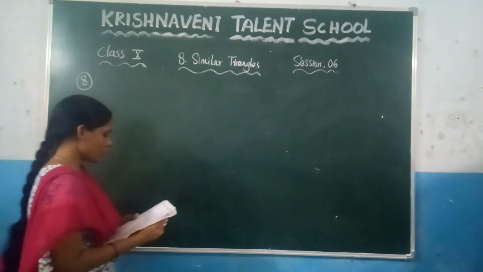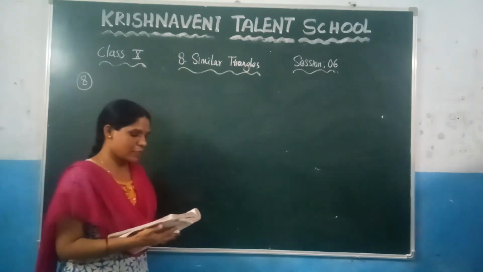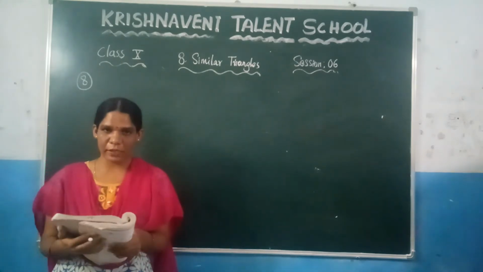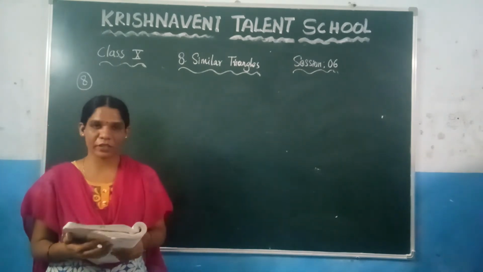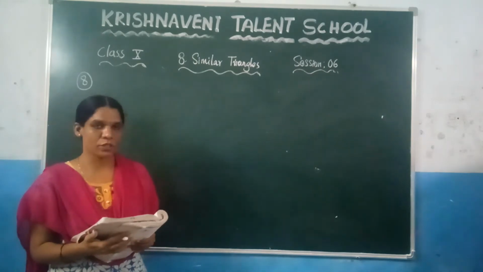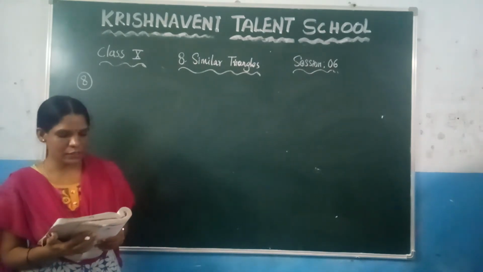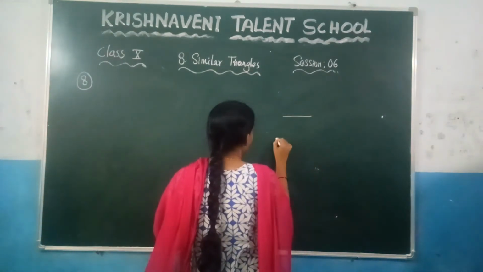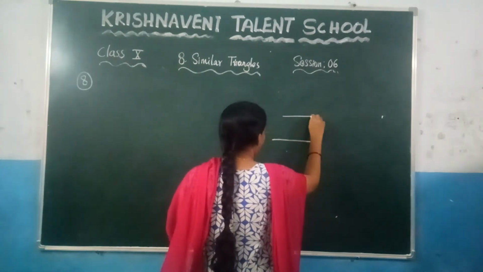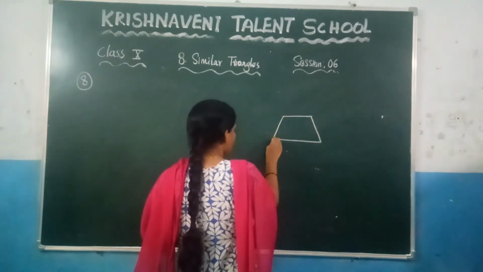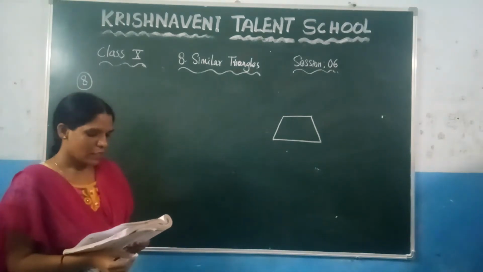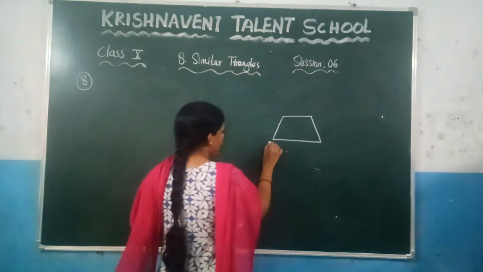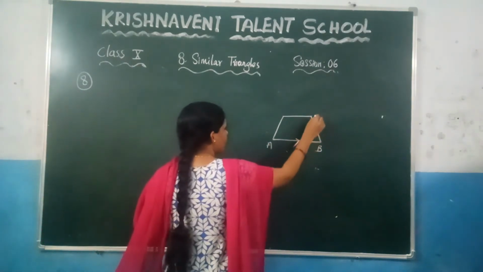So here the 8th question: ABCD is a trapezium in which AB is parallel to DC. So first you need to draw one trapezium here. The figure is not given. By seeing the question you need to draw the figure. So ABCD is a trapezium. First you need to draw one trapezium here, and you know that in a trapezium one pair of sides is parallel. So draw one trapezium here. And after that, what they have given is ABCD is a trapezium in which AB is parallel to DC. So they have given that AB is parallel to DC.